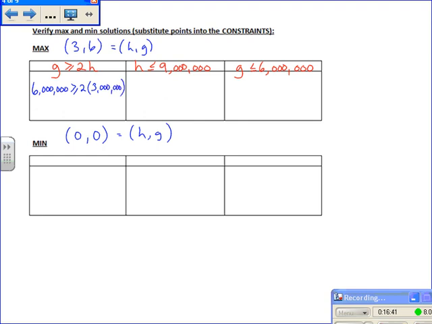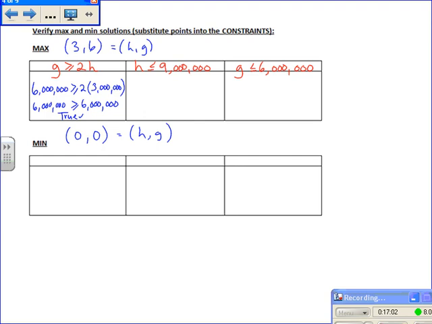Okay, and so what I'll get here is 6 million on the left is greater than or equal to 2 times 3 million, which is 6 million. And that's a true statement because 6 million is equal to 6 million. Okay, so that's true. So first of all, that point satisfies one of our constraints.